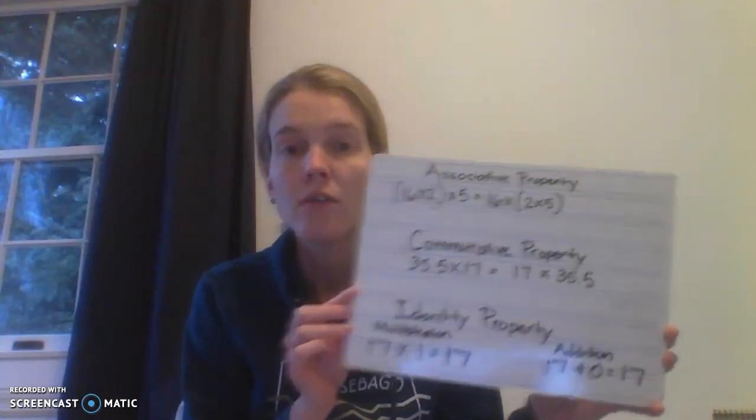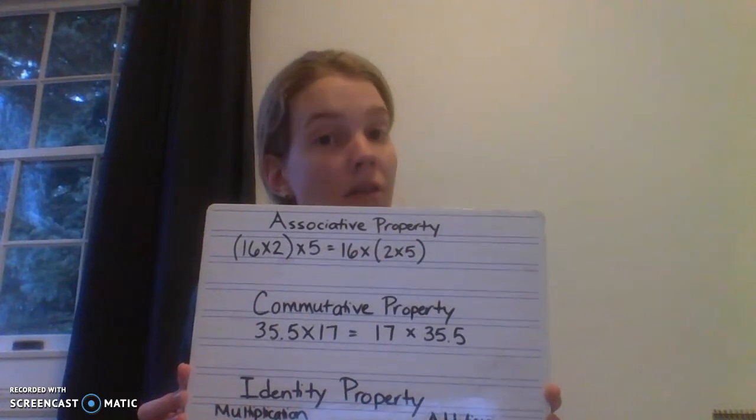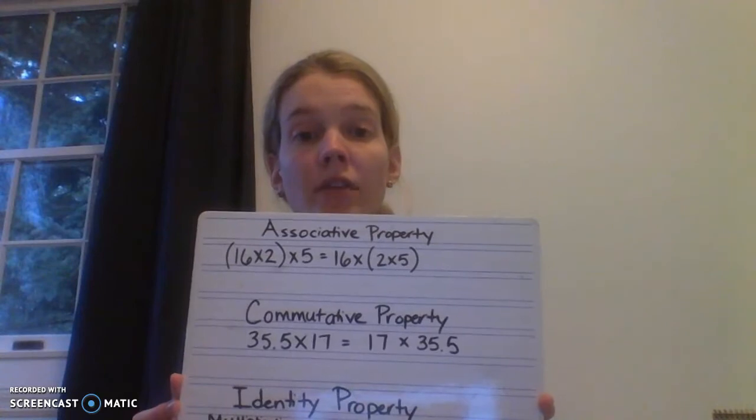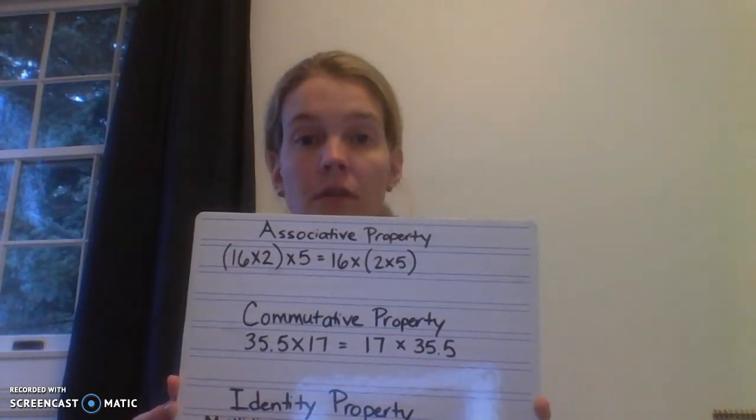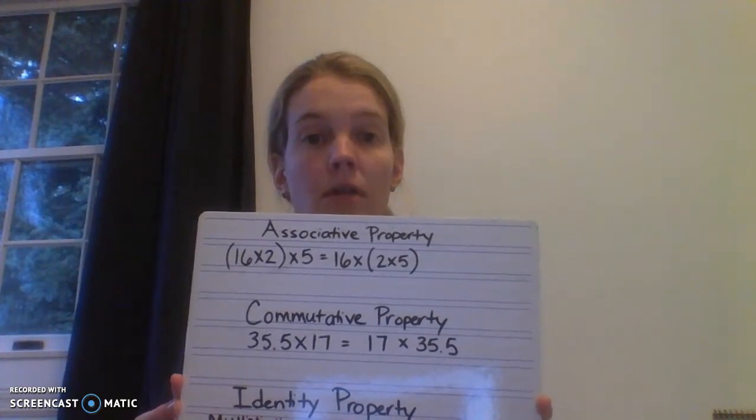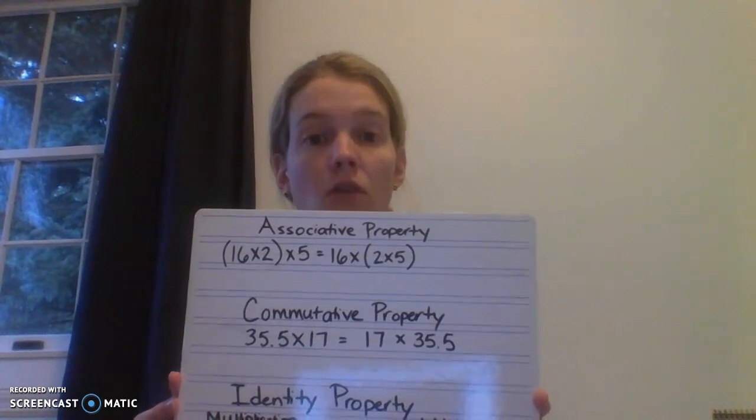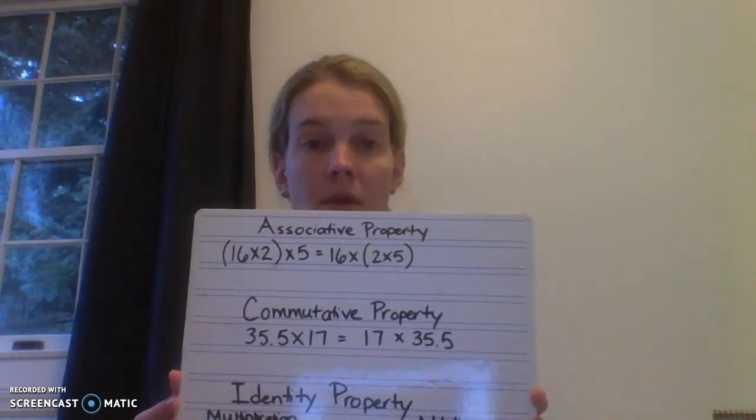You'll notice that the associative property of multiplication is almost identical to the associative property of addition, except it has multiplication signs. So just remember that anytime you see those parentheses where the numbers are grouped differently in order to make it easier to solve mentally in your head, it's called the associative property. So again, you're just putting different numbers inside the parentheses.